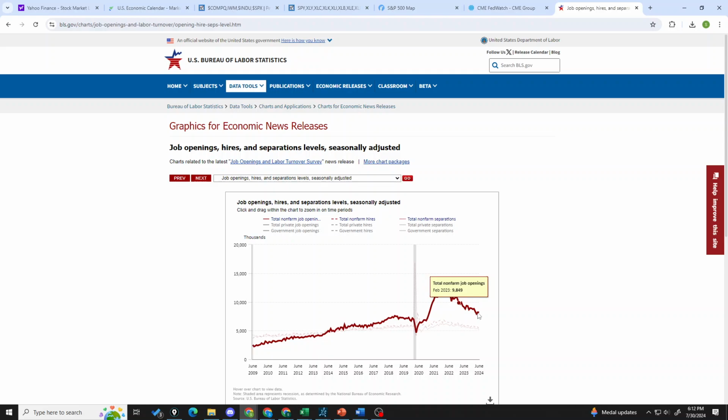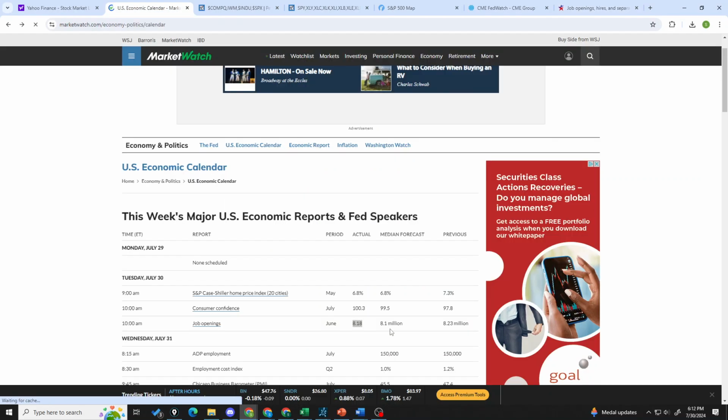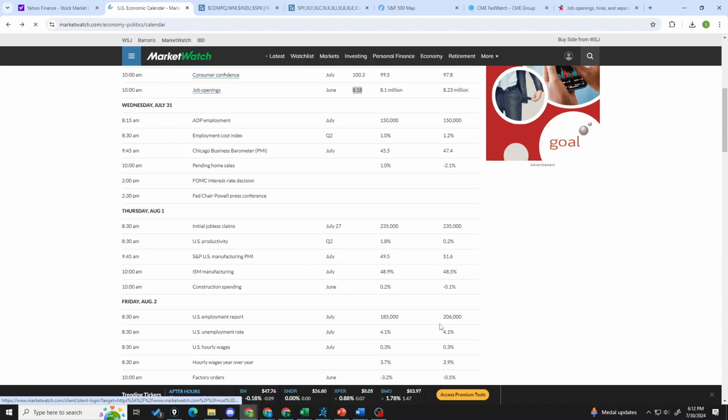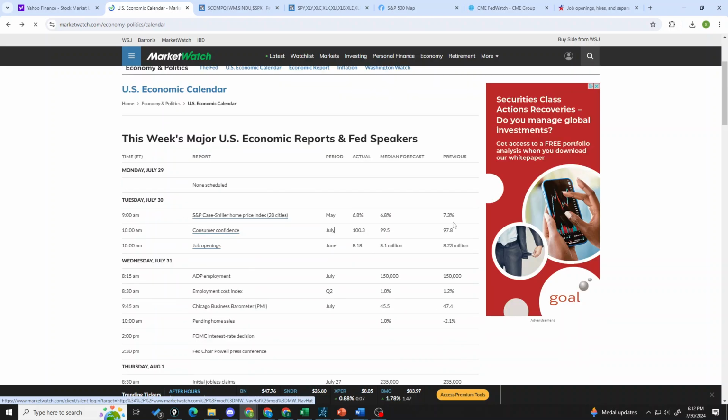But if you look at the economic calendar and what we actually received, we were expecting 8.1, which would have been a drop from 8.23. Here. Would have been a drop, and it was a little drop, but not as much as expected. We're still expecting ADP to come in tomorrow at 150,000, which is stable.